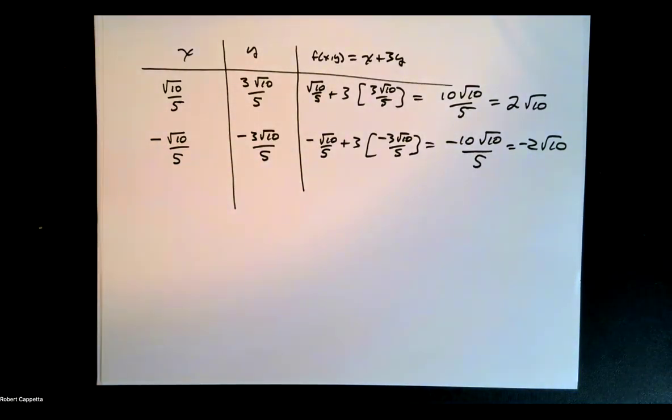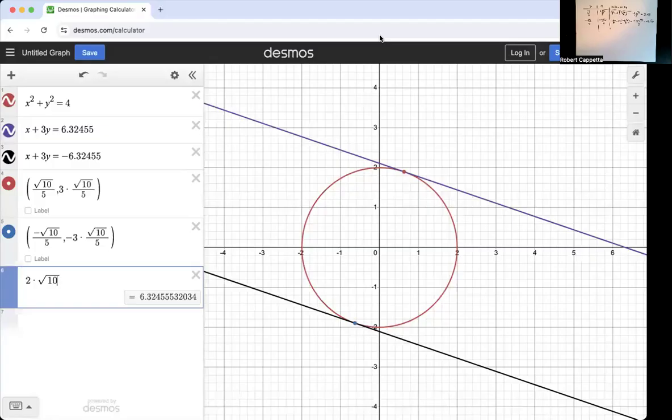So how does this compare to our geometry? So I put in the graph, root 10 over 5, 3 root 10 over 5, that's the red dot here. We see it, notice that as a point of tangency. Similarly, negative root 10 over 5 and negative 3 root 10 over 5, that's the other point of tangency. 2 root 10, that's my maximum. Yes, that is my 6.32455 that we said before. Indeed, that is the maximum, and negative 6.32455 is the minimum.